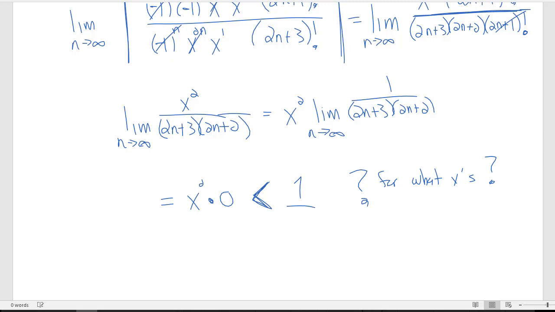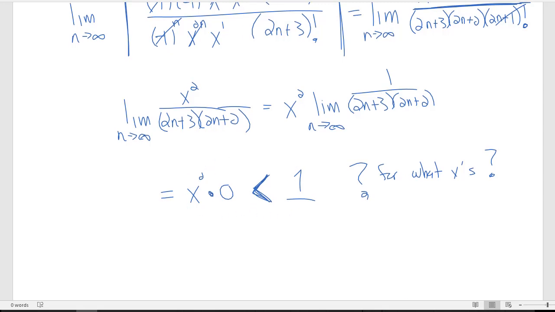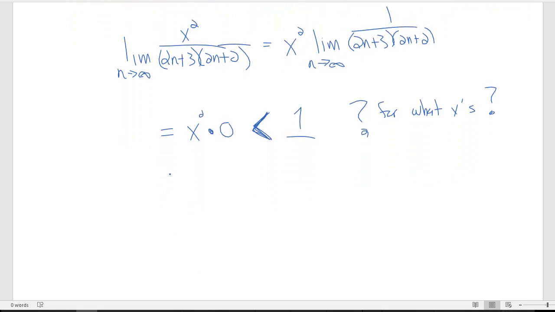Okay. Now in this case, any value of x is going to work, right? If I pick x equals 5, 5 squared times 0 is 0, and that's less than 1. If I pick x equals negative 3/5, negative 3/5 squared times 0 is less than 1. So for what x is my ratio test less than 1? Well, for this particular example, for all x's, for all real numbers.